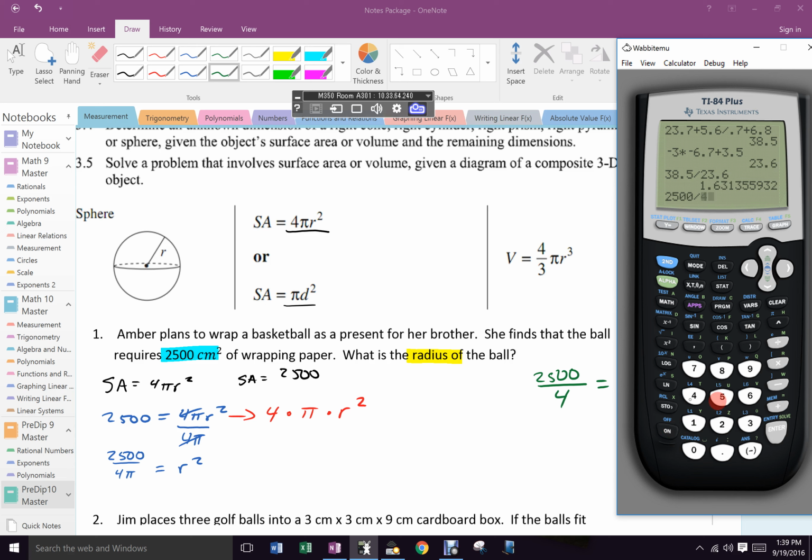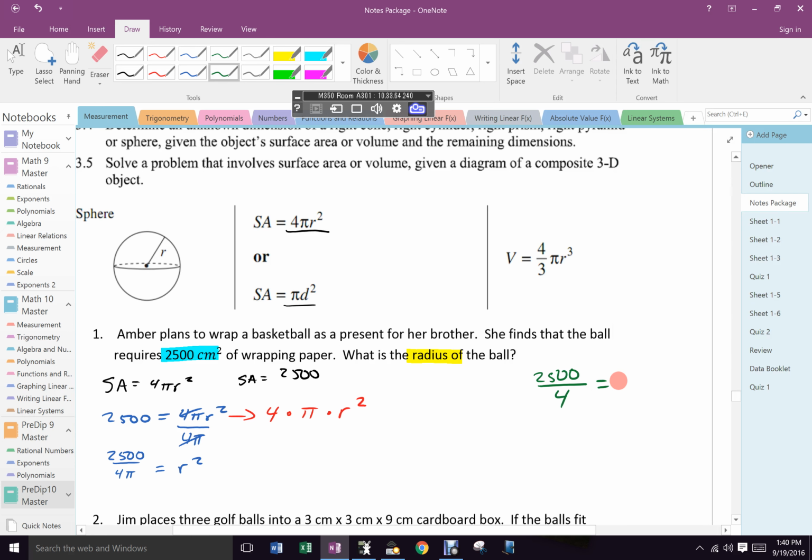2,500 divided by 4. So you've got 625. It's pretty. So 625 pi. Everybody okay with that? Does everybody agree that that's okay? Yeah? All right. So we could have r squared equals 625 pi. Yes? All right. What else could we do with this?